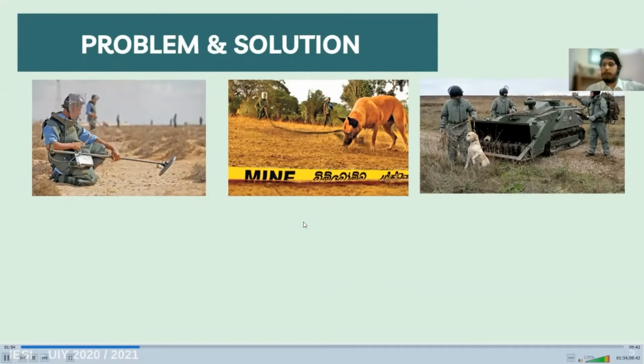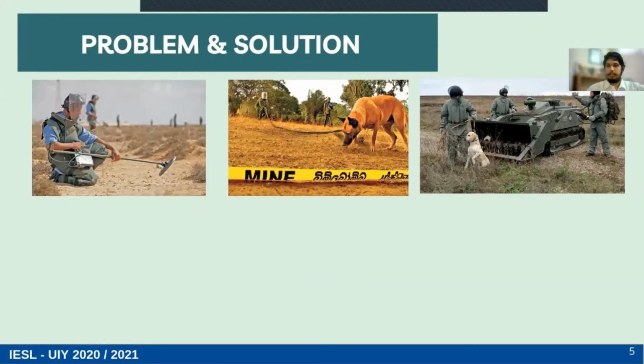Number one is the time it consumes. Since it's a manual way of doing things, it costs a lot of time. Then the cost in training the soldiers, volunteers, training the animals, and maintenance of equipment.